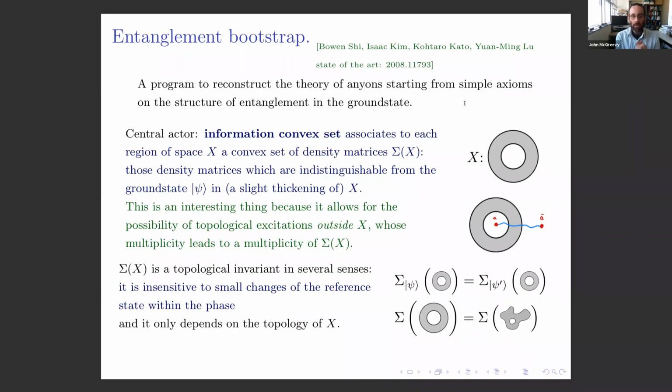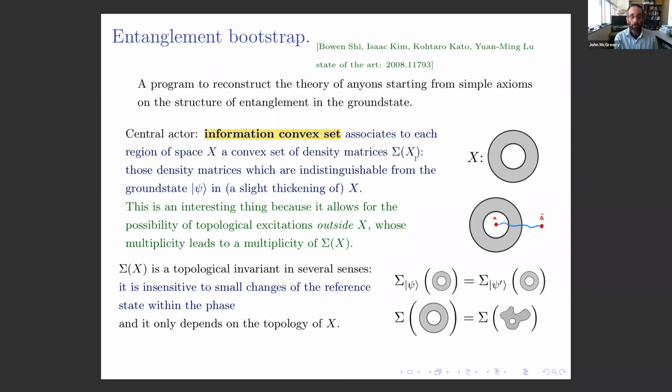So the idea of the entanglement bootstrap, well, I'll say what the axioms are in a second, but the most important ingredient, the central player of this program, is a notion called the information convex set. And the idea is to associate to each region of space, think of it as a subregion of a larger system, X, a convex set of density matrices, which we're going to call sigma of X.